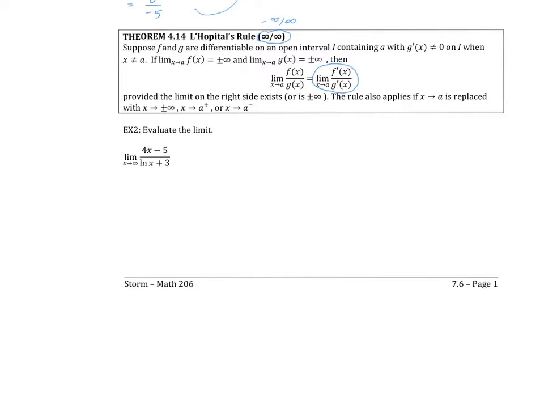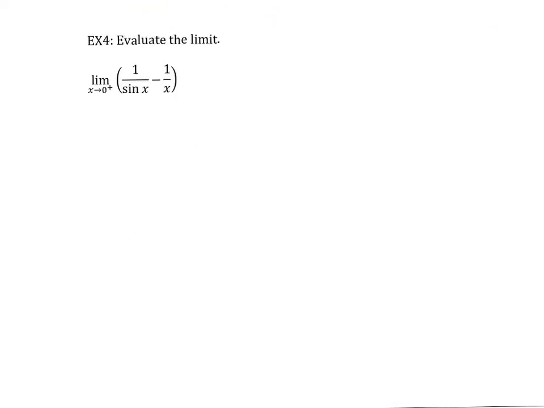Example 2, as x goes to infinity, this becomes infinity over infinity, which is an indeterminate form. However, I can use L'Hopital's. So this would be equal to the limit as x goes to infinity. Derivative on the top is just 4. The derivative on the bottom is 1 over x. In other words, this is equal to the limit as x goes to infinity of 4x. Okay. And then putting in infinity for x, we just have infinity. Okay. And we're done. So let's move on to the next page.